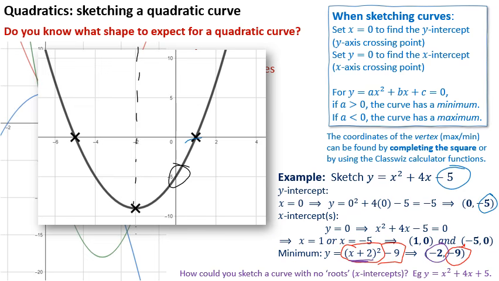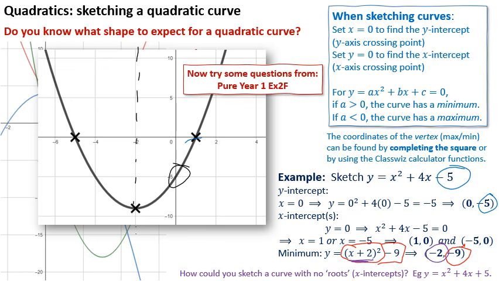If you want a bit of an extra challenge, have a think about how you might go about sketching or making a reasonably accurate sketch of a curve with no roots, a curve that doesn't cross the x-axis at all. You could try this one if you like, x squared add 4x add 5 instead of the one that we just did, x squared add 4x minus 5. See if you can find a way to accurately sketch that, and then maybe compare it to the sketch of the example, see what you notice.